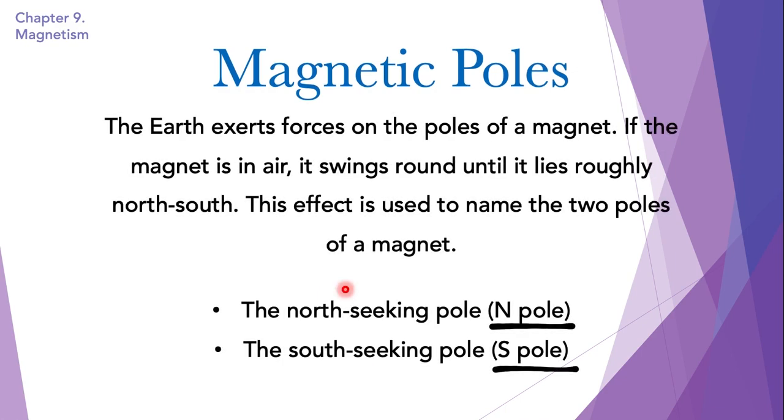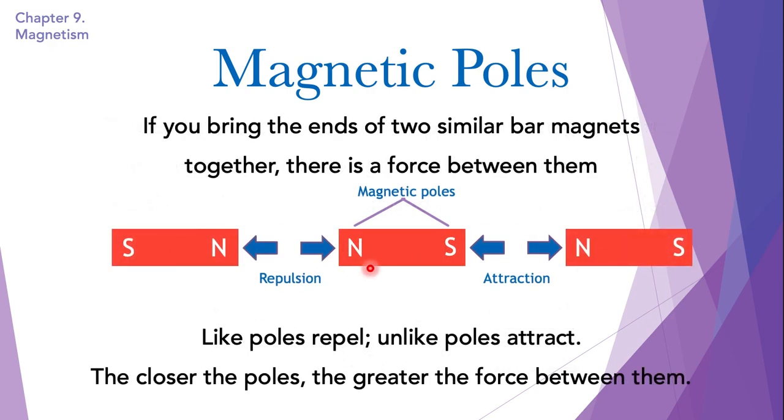So, if you bring the ends of 2 similar bar magnets here, like this has south pole here and north pole here, and this one has a north pole here and south pole here. So when we bring both of these together, the north poles of them together, there is a force between them. This is the repulsion force. Whereas when we bring a south pole close to the north pole, there is attraction. So this tells us that like poles repel and unlike poles attract.